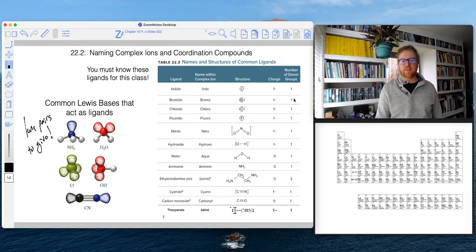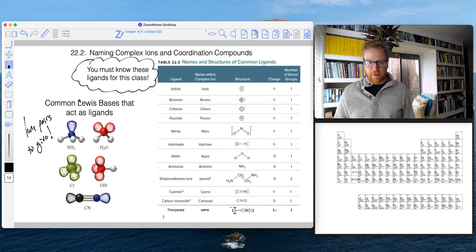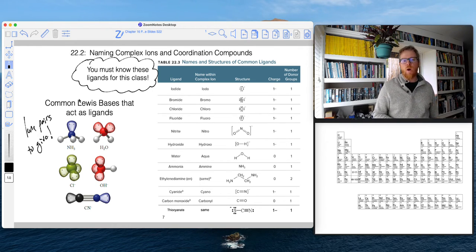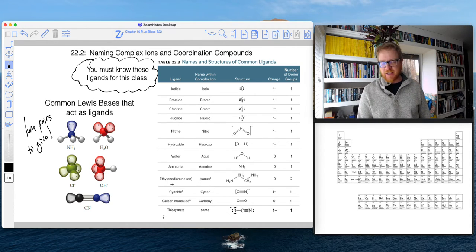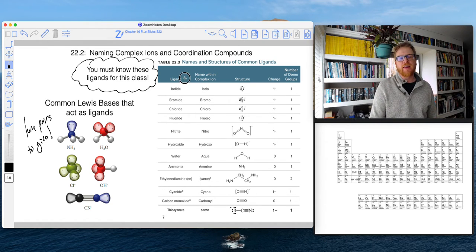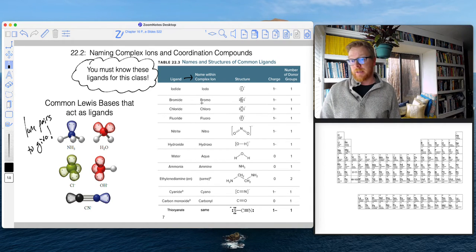So this is the list of complex ions that I want you to know for this class. And I do want you to know the names of these. Most of these names you already know as the ligand name, which is just the base chemical name that you learned in Chem 109. And then the name gets changed ever so slightly when it becomes a complex ion.